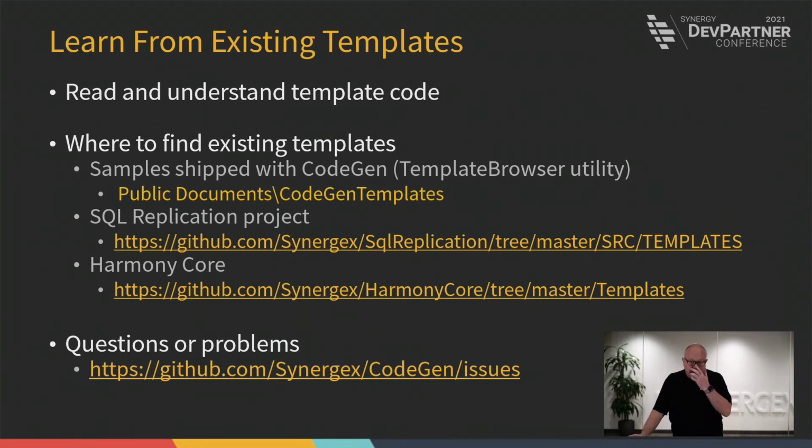Where to find templates to look at, there's a couple of good sources. First of all, we ship a whole directory full of example templates. I'll be honest, they are kind of dated at this point in time, but they're pretty much still valid. You will find them in the public documents CodeGen templates folder on your system, unless you switch that off during install, but by default they're there. So go look in public documents CodeGen templates.